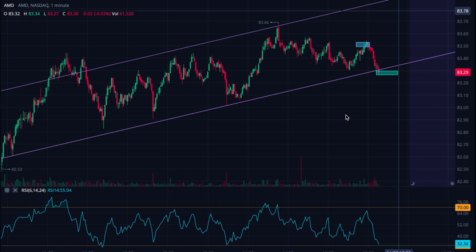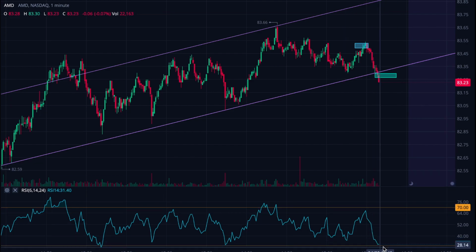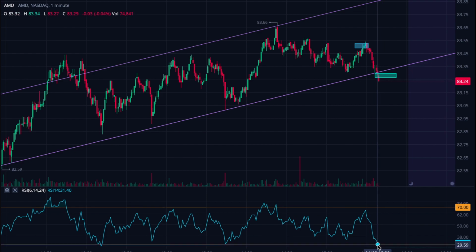So we have sort of the trend indicator, which is the channel, and then we have the strength indicator, which is the RSI, to give us secondary information. So let's see what happens if this can bounce off of this 30 level here. So basically that green means this would be a buy opportunity for me.